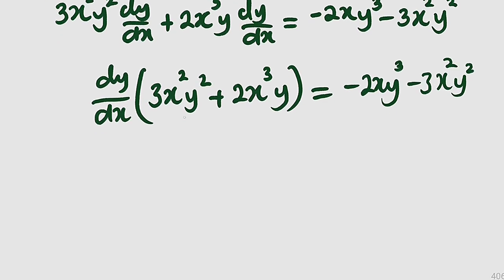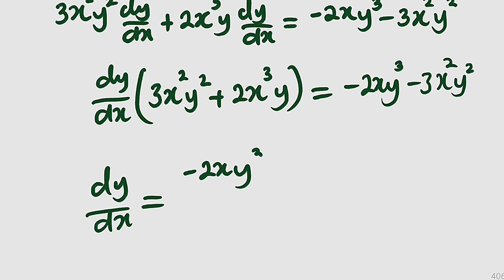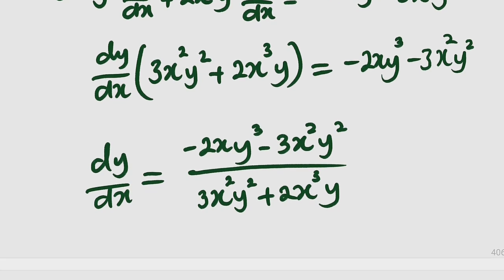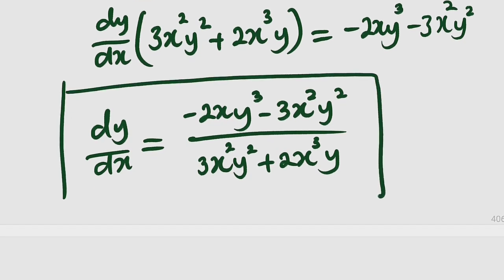Alright, next we are going to divide both sides by this, leaving only dy over dx to the left. dy over dx is equal to negative 2xy cubed minus 3x squared y squared divided by 3x squared y squared plus 2x cubed y, and we are done. This is the first method. Now let me show you the second method.